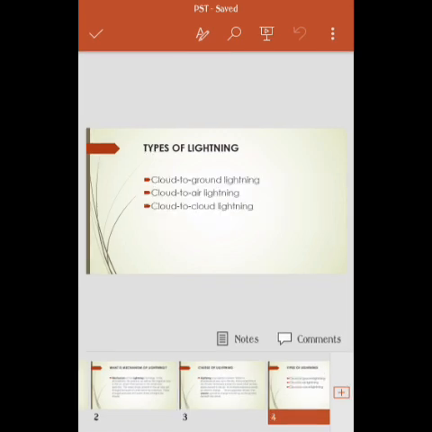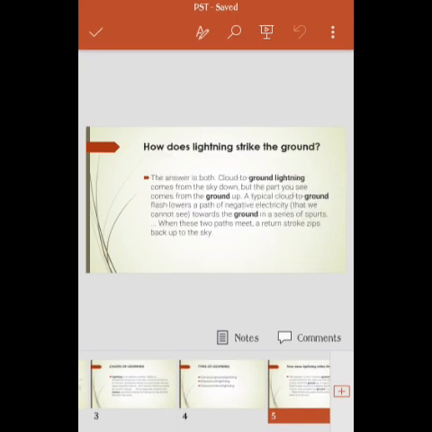Types of lightning. There are three types of lightning: cloud to ground lightning, cloud to air lightning, and cloud to cloud lightning. How does lightning strike the ground? The answer is both. Cloud to ground lightning comes from the sky down, but the part you see comes from the ground up. A typical cloud to ground flash lowers a path of negative electricity towards the ground in a series of spurts. When these two paths meet, a return stroke zips back up to the sky.